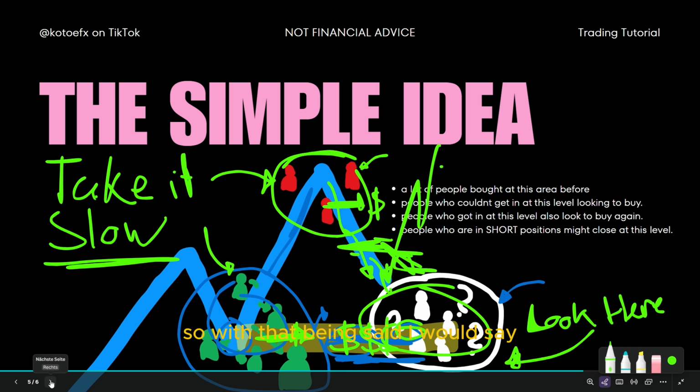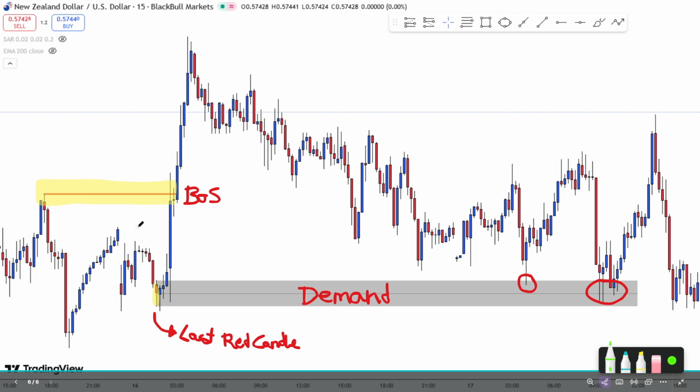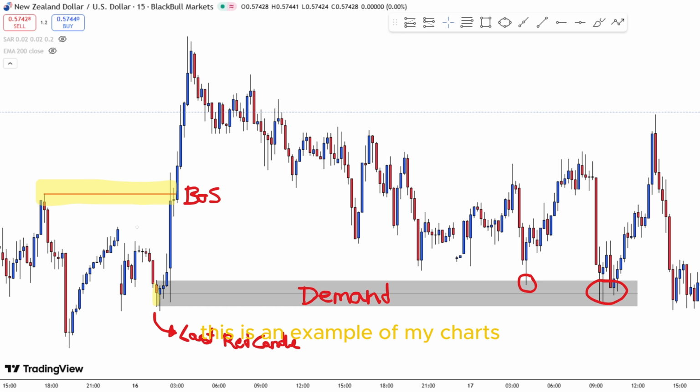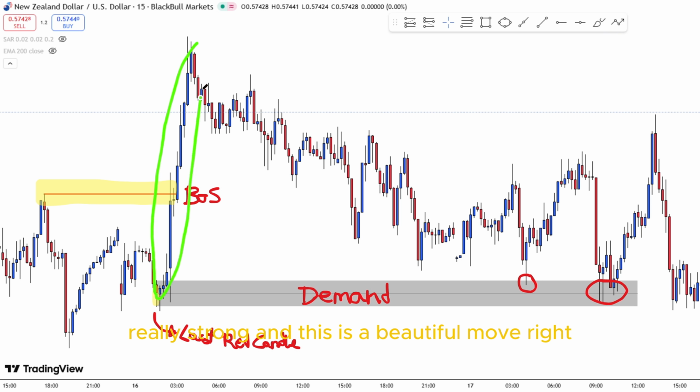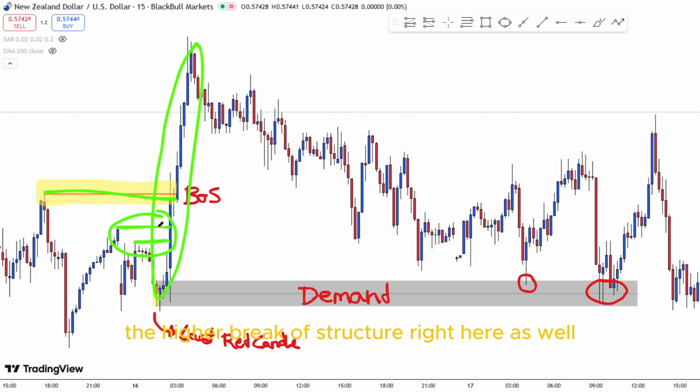So with that being said, I would say we go into some examples of a supply and demand zone so you can have a better understanding of it. This is an example of my charts which I actually drew on the New Zealand dollar, US dollar on the 15-minute time frame. And as you can see, we get a really strong, beautiful move to the upside, causing multiple breaks of structure right here, and obviously the higher break of structure right here as well.